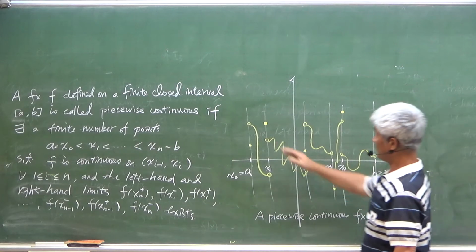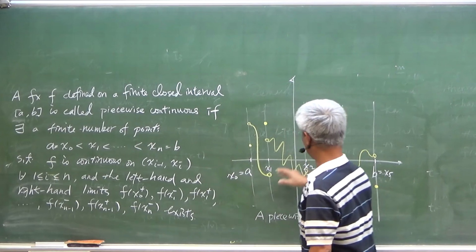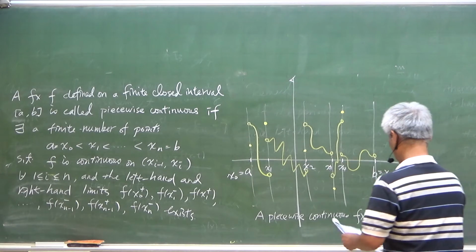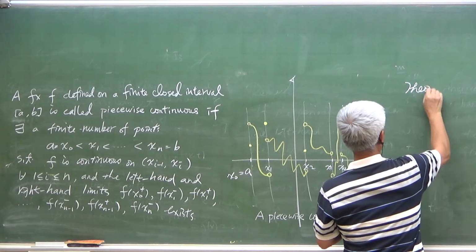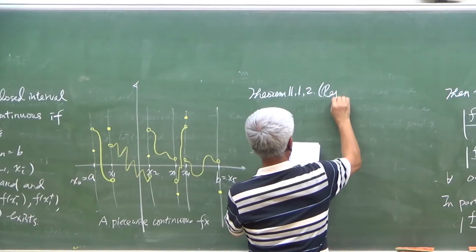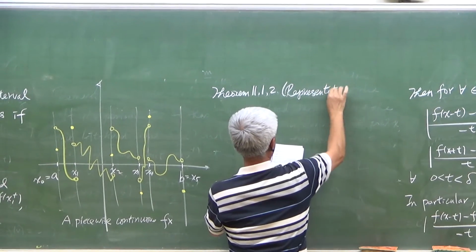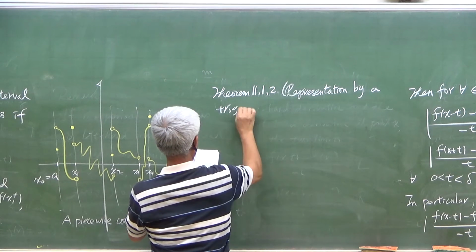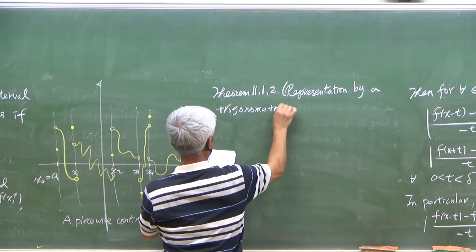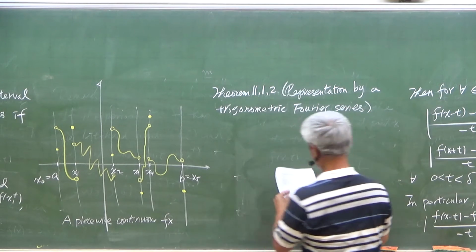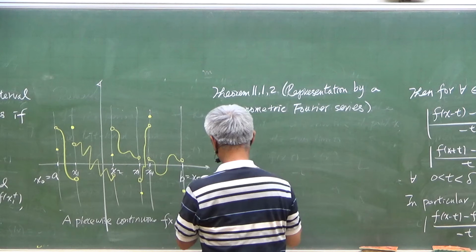So a piecewise continuous function has a right-hand limit as well as a left-hand limit at every point. All right, so the theorem on representation by trigonometric Fourier series. Now we are able to answer our question.